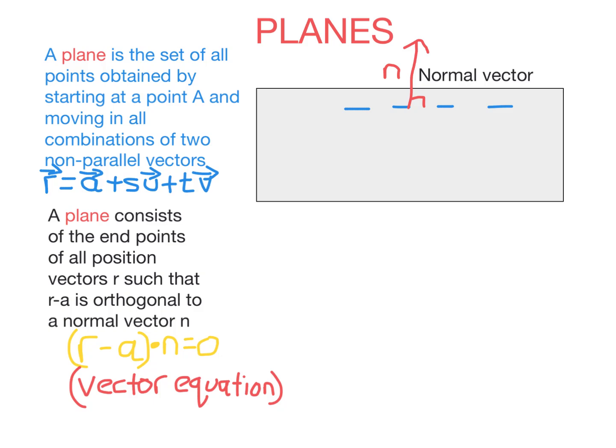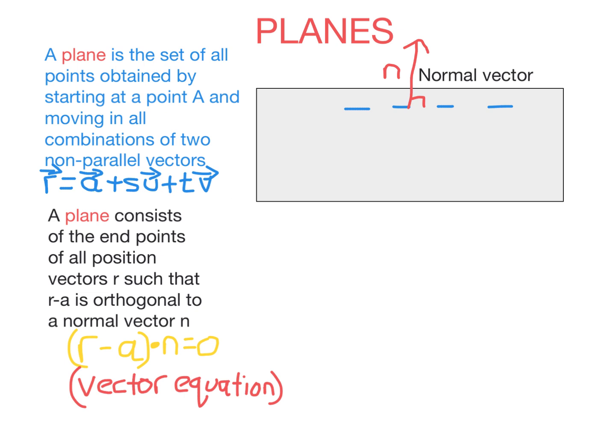Thank you so much for tuning into this video in which we will look at planes. A plane is the set of all points obtained by starting at some point A and moving in all combinations of two non-parallel vectors. A plane has an equation and it can be constructed according to this. So what exactly does that mean?